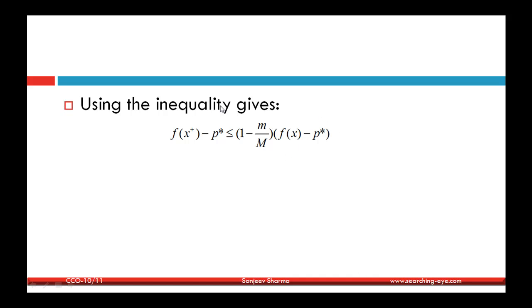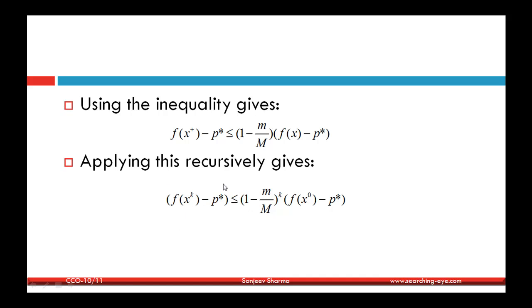And applying this recursively will give us that f of x_k minus p star is less than or equal to (1 minus m over M) to the power k times f of x0 minus p star, where f of x0 is the value of the function at the initial point x0. So at iteration number k we have reduced the initial difference between the starting point and the optimum value by a factor of (1 minus m over M) to the power k, where 1 minus m over M is going to be less than 1, since m over M is a small positive number. So replacing this 1 minus m over M with c gives us f of x_k minus p star is less than or equal to c to the power k times f of x0 minus p star, where c is less than 1.